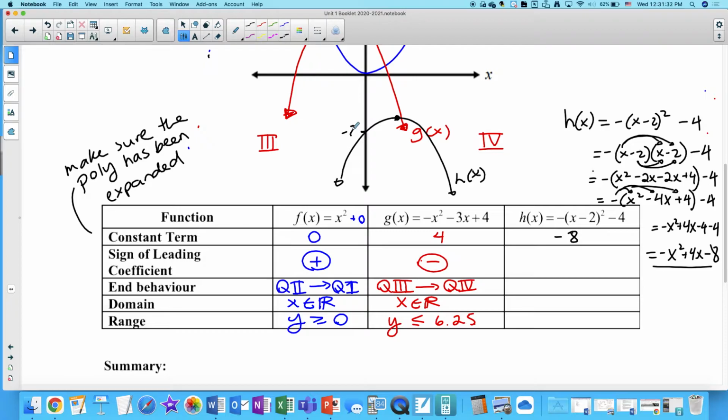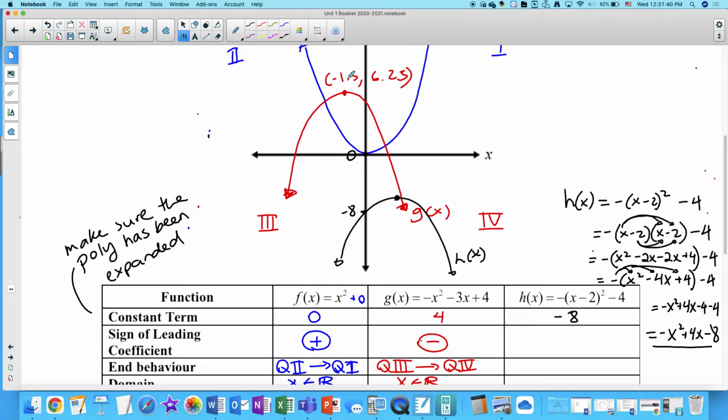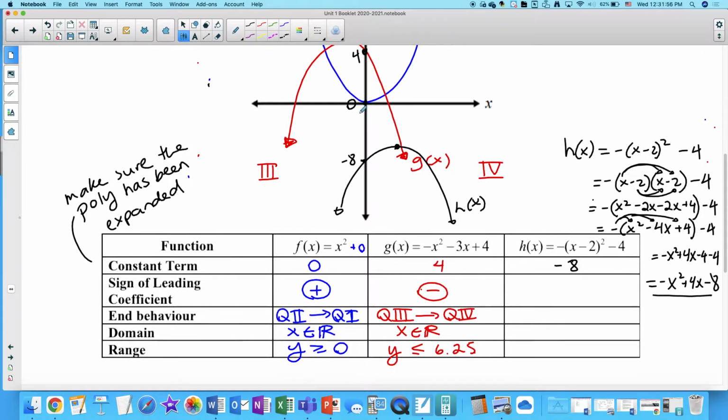This one, by the way, is 0, and this y-intercept over here is 4. So foreshadowing, it looks like there's a connection between the constant of each function and the y-intercept. Okay, so sign of leading coefficient. Let's move on. For h of x in expanded form, it's negative x squared plus 4x minus 8. So the leading coefficient is negative 1, so this is negative. The end behavior, like the previous function, also goes from Q3 to Q4.